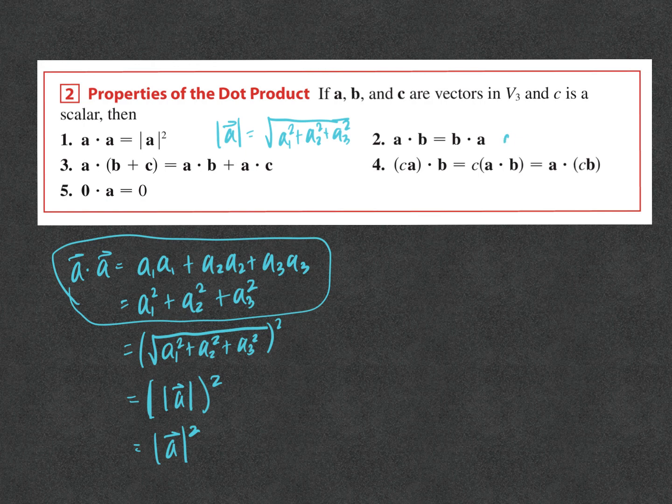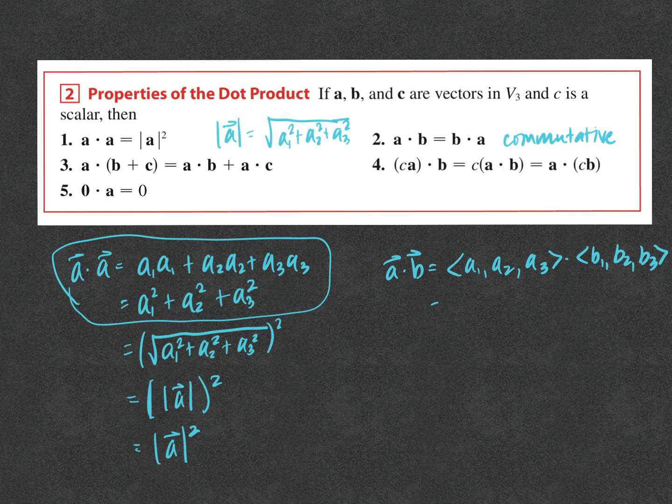Okay, number 2 says the commutative property. The commutative property says we can change the order that we add or multiply in real numbers. So 2 times 3 equals 3 times 2. So here we're saying the dot product, A dot B, equals B dot A. But let's write it out. So this would be A1, A2, A3 dot B1, B2, B3.